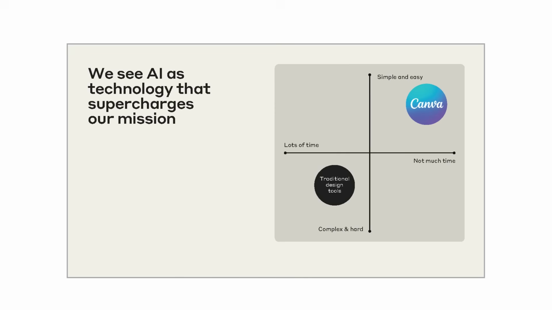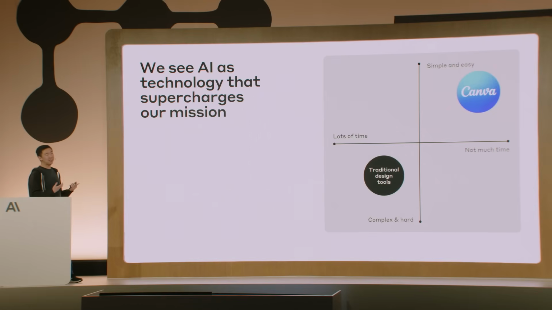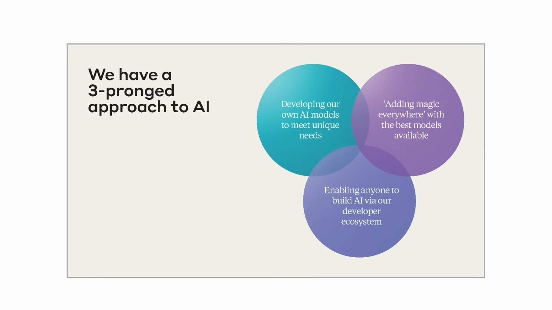And the thing about AI is that we really see it as something that absolutely supercharges the core premise of what Canva was built to do, which is to allow everyone to make designs really simply and really easily, and make it take less time. Instead of this being time-consuming and tedious, you create amazing outputs really, really quickly. And as I'm sure you all know, the power of generative AI is just really helping us accelerate on all of those fronts. So when it comes to our AI strategy, we have a three-pronged approach.